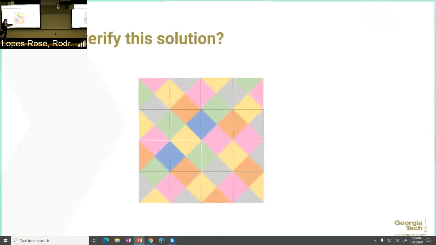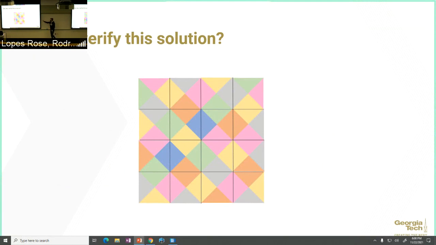It's a solution for a 4x4, but picture this genie can give us whatever solution we want, right? Notice how all the colors only touch the same color. So that's a solution for this problem that this genie was able to give me. And this genie can give me a solution for whatever n by n, right?